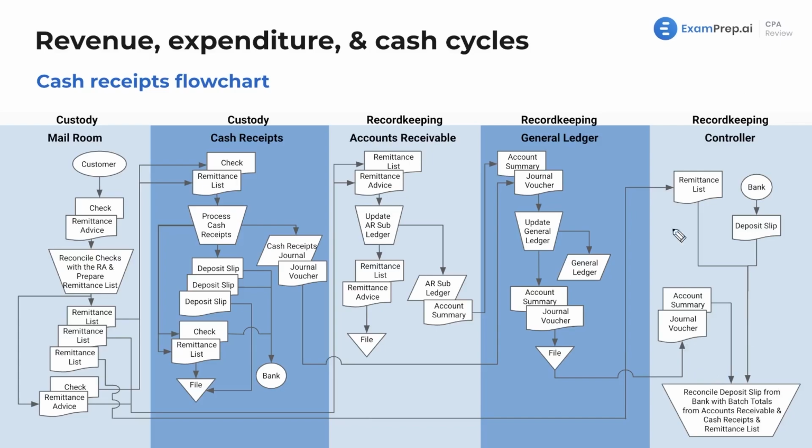So this is the overall accounting stage where they're just putting the cap on everything. They're dealing with everything accounting related, reconciling the deposit slip from the bank with batch totals from accounts receivable, cash receipts, and remittance list, taking a piece from every single step along the way and reconciling it all together.